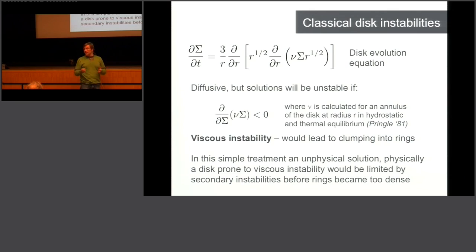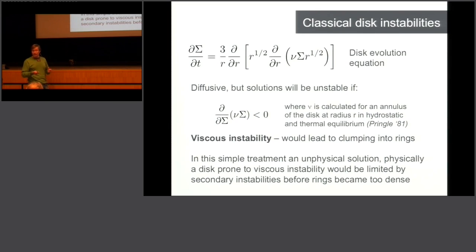Now, if you just consider this in a one-dimensional picture, where you've constrained the rotation rate to be Keplerian throughout the disk, and made the other approximations we made to derive that equation, then the origin of a viscous instability is normally taken to be an unphysical solution to the equations, right? Because in principle, it would lead to just everything clumping up into rings, and there would be nothing in the equations to specify what the spacing of those rings would be. Okay? So it's not really a very physical setup.